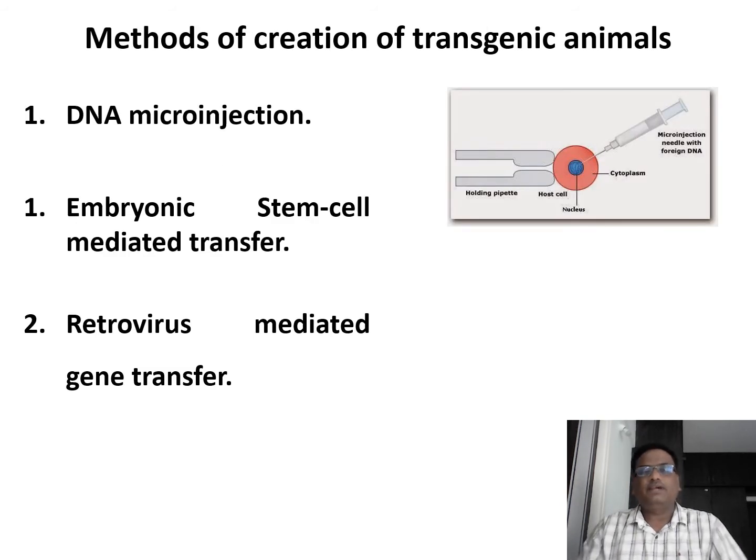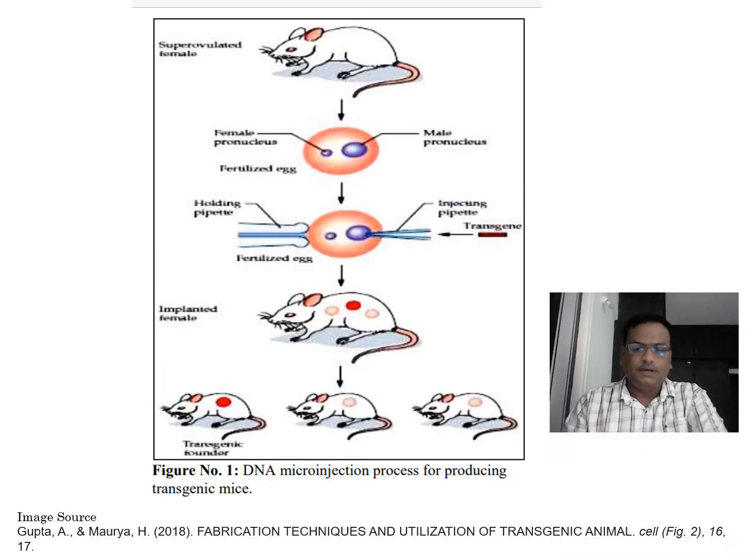So, methods of creation of transgenic animals. Transgenic animals are normally created using three different methods. One is DNA microinjection, the second is embryonic stem cell mediated transfer, and the third is retrovirus mediated gene transfer.